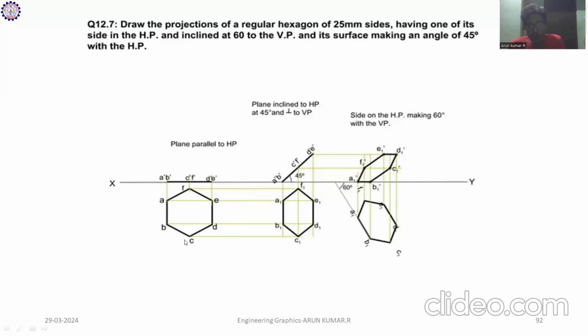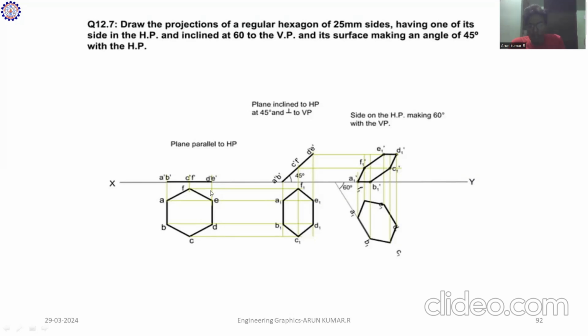After constructing this, you project all the corners towards the XY line. Since no distance above the reference is mentioned, consider its value as 0, so we draw the line over the XY line. A, B give A dash, B dash; C, F give C dash, F dash; and D, E give D dash, E dash. This is the first case we have mentioned.